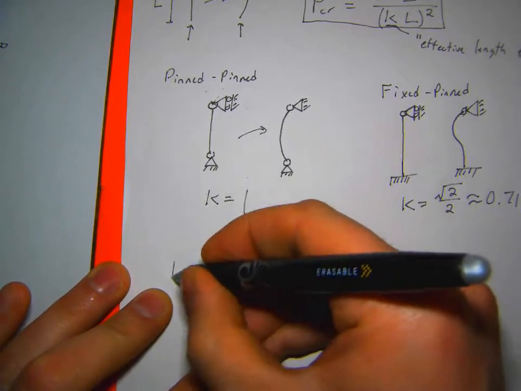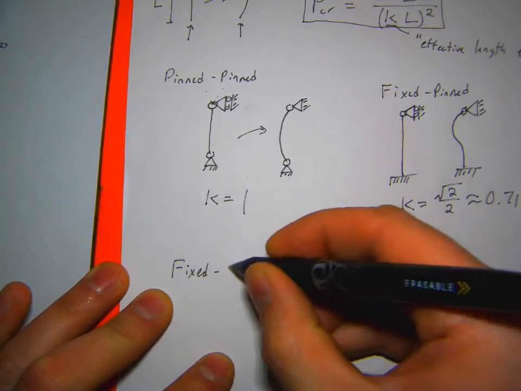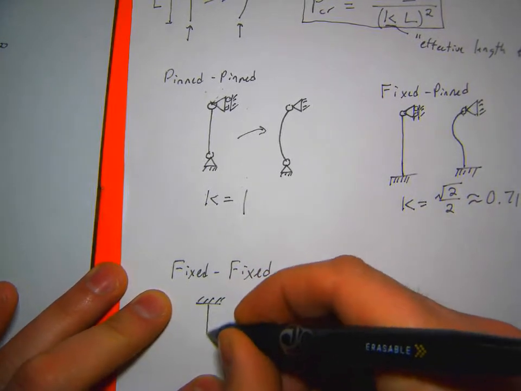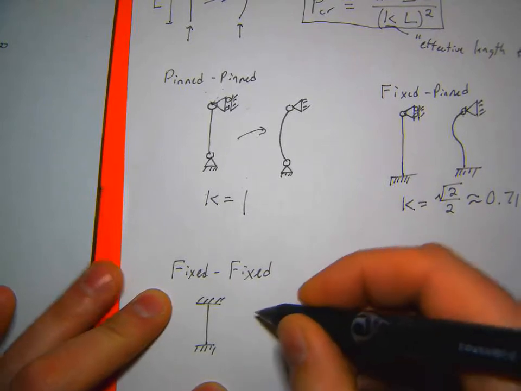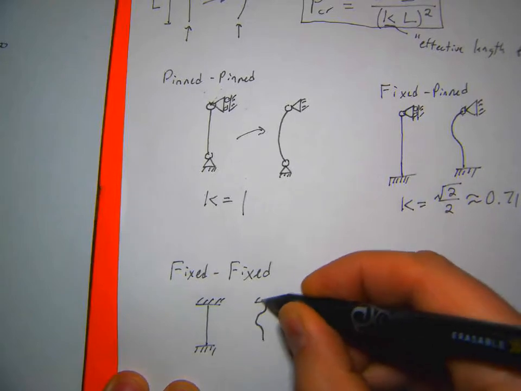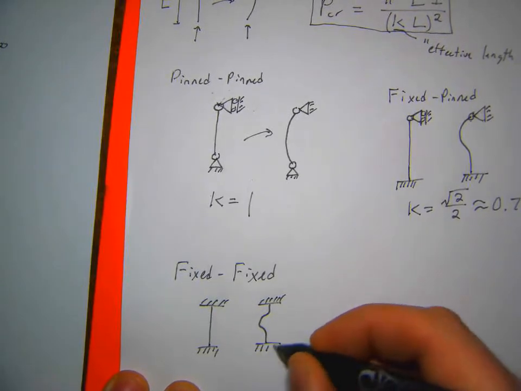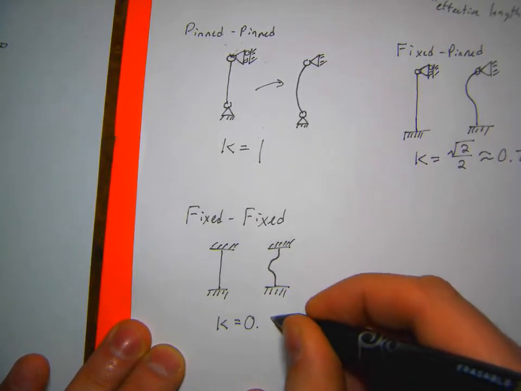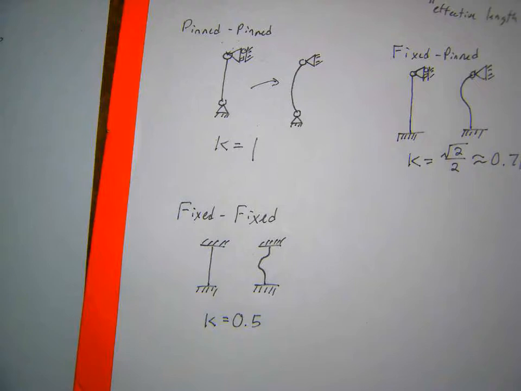There's a fixed-fixed case, where I have both of my ends rooted in the ground, and in this case, I have a deformed state that looks kind of like that, somewhat exaggerated. For this, my K is going to be 1/2, and so I have both of these ends fixed, the angle can't change at the bottom, so I have some rotation there in the middle, or something like that.